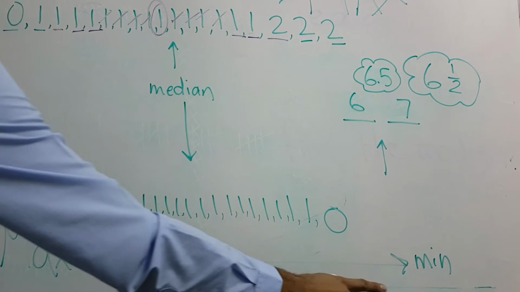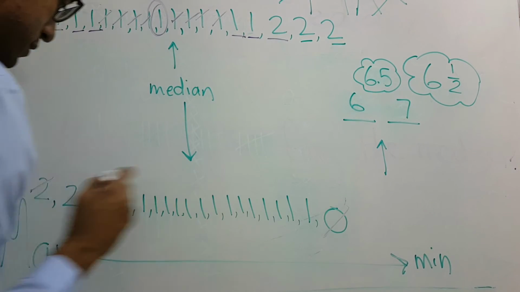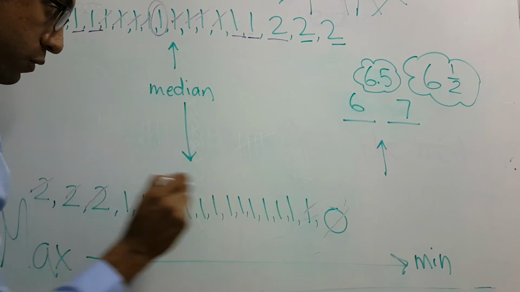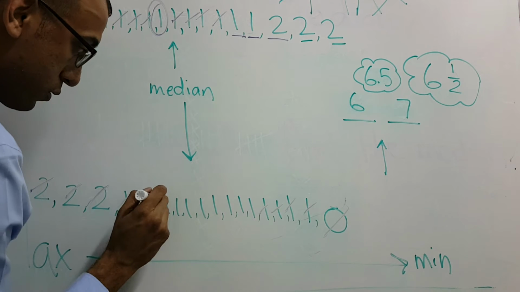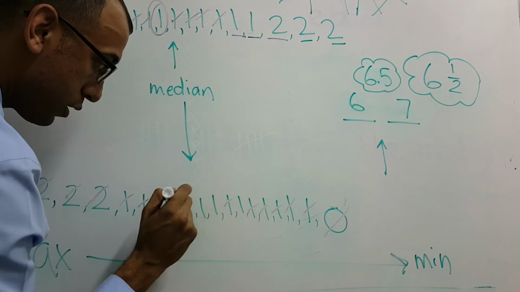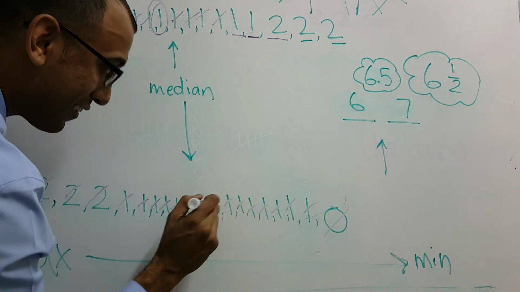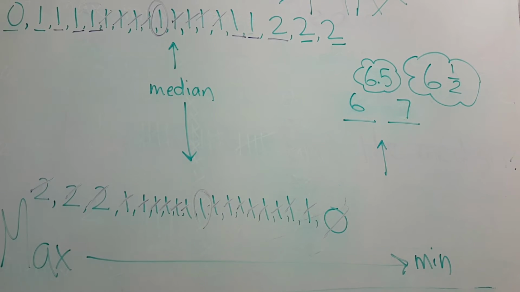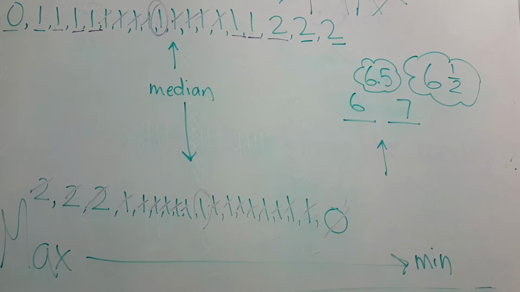If I do it from maximum to minimum, will I get the same median? Let's see. Not this, not this, no, no, no, and here's my median. So in this data set, the median value of siblings is 1. The max is 2, the minimum is 0, and the range is the maximum minus the minimum.